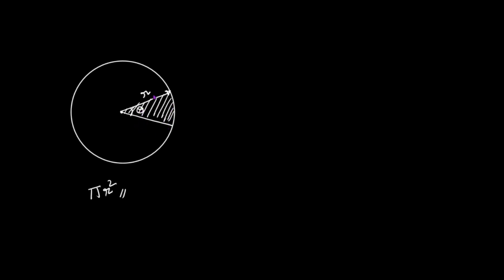You know the total circle area is pi r square. I want to know only this smaller portion, which I shaded with white color. How to calculate this area? It is simple.